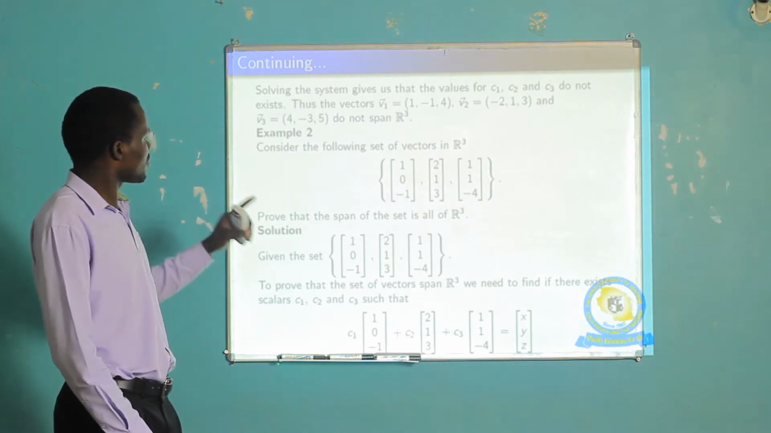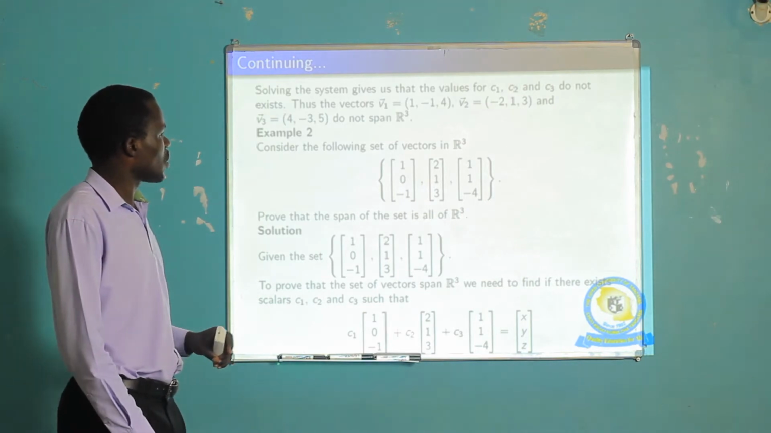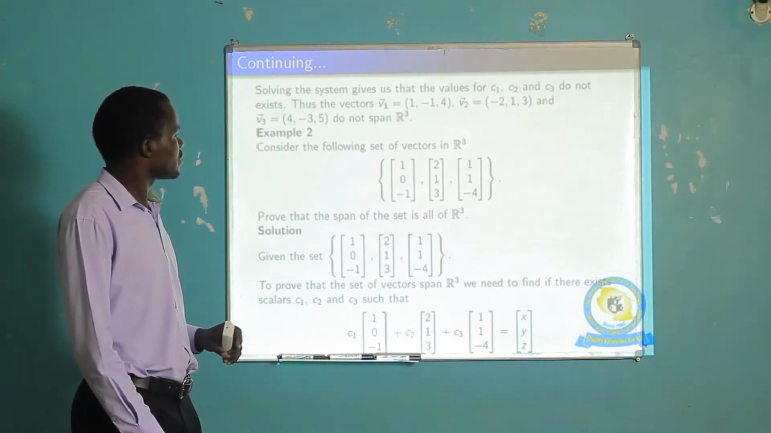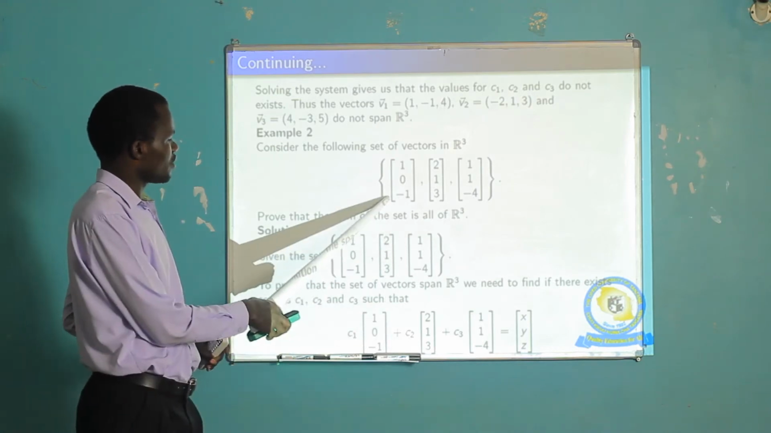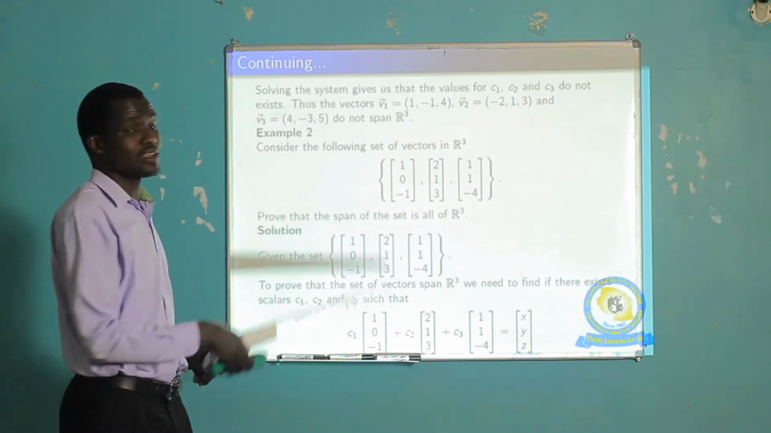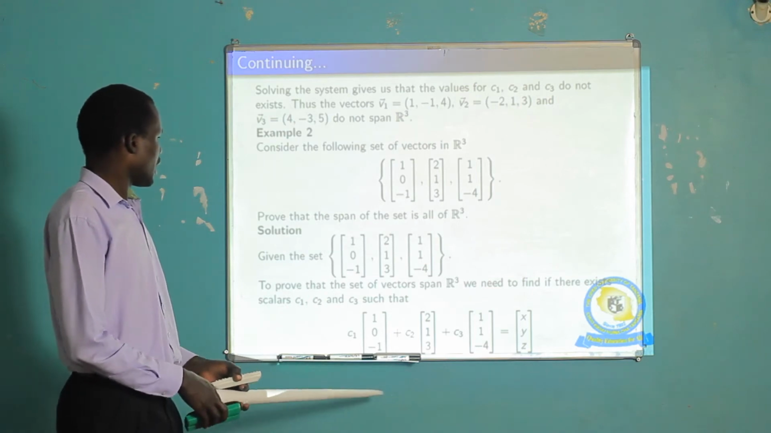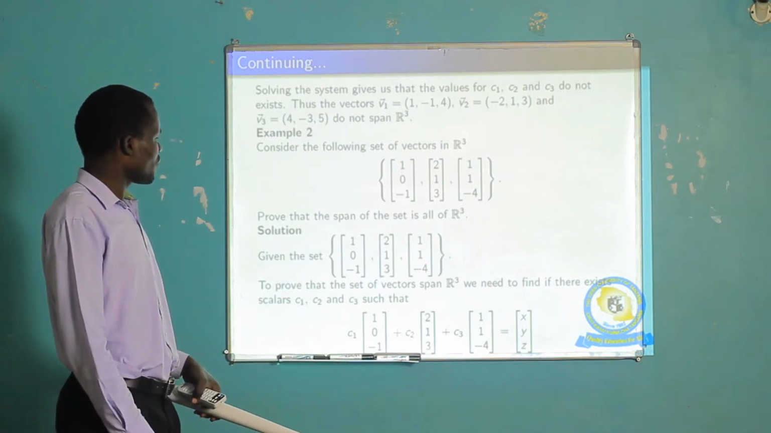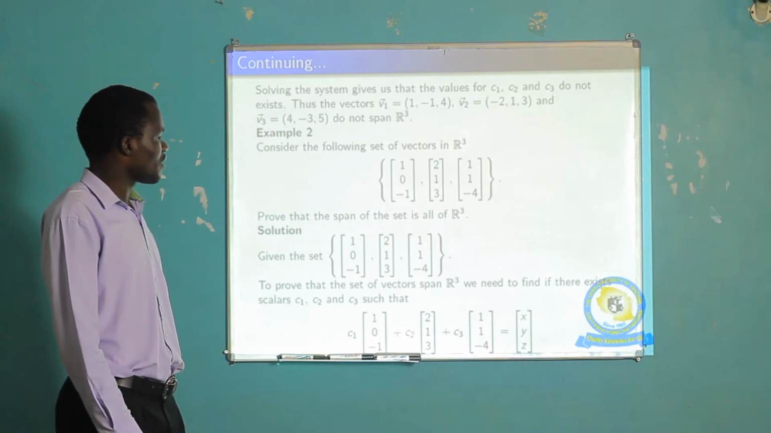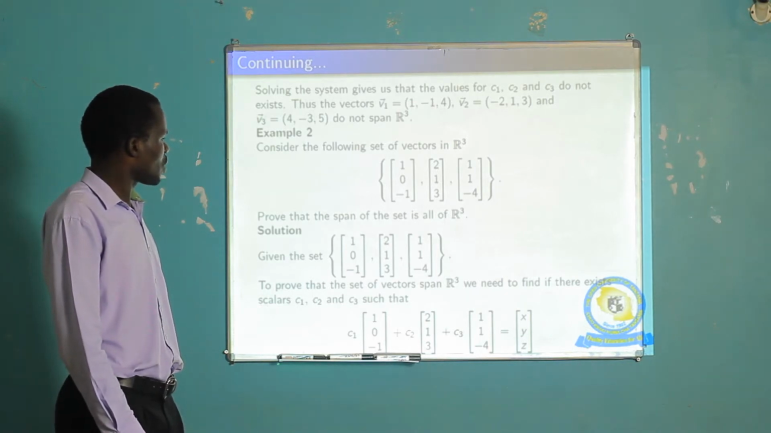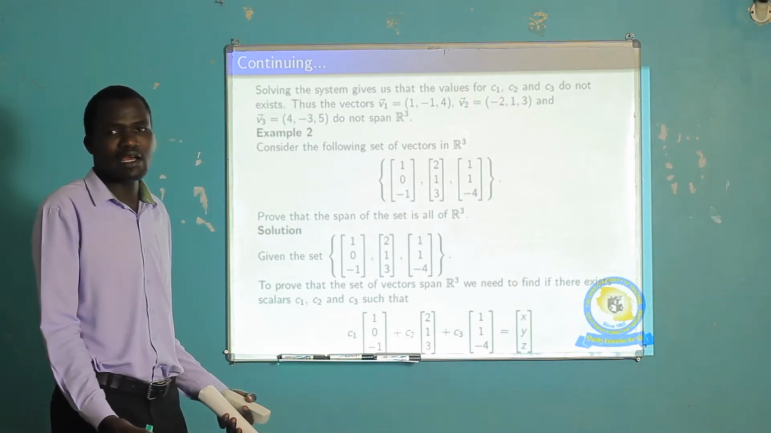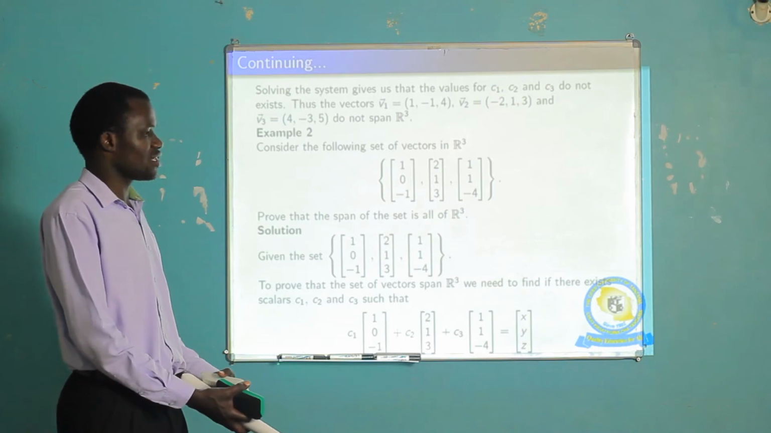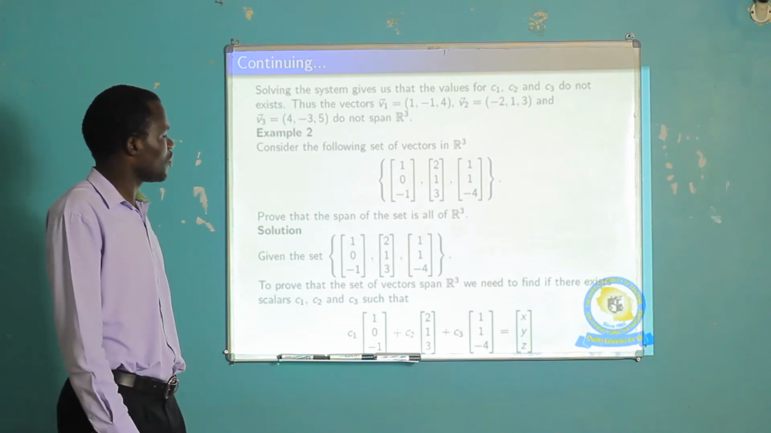So now we have another question. Example 2. Consider the following set of vectors in R3 space: this one, and this one. It's a set of three vectors. Now, prove that the span of the set is all of R3 space. We just use the same procedure we have seen in the first example.